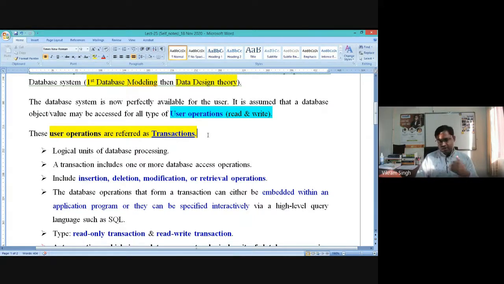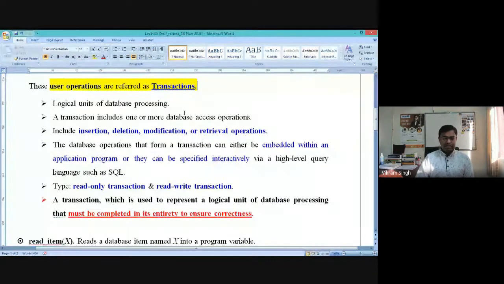So with this description or this definition, you can read out these instructions: a transaction is principally called a logical unit of database processing. Logical unit means whenever we talk about the capacity of database processing, we used to say that my database is able to perform 1,000 transactions in a minute, 1,000 transactions in an hour, right?